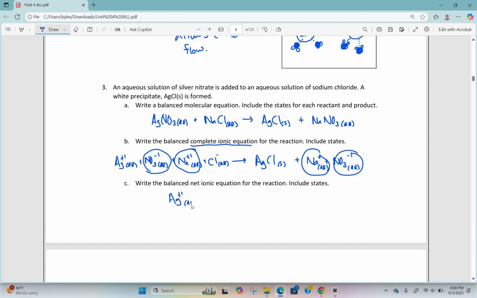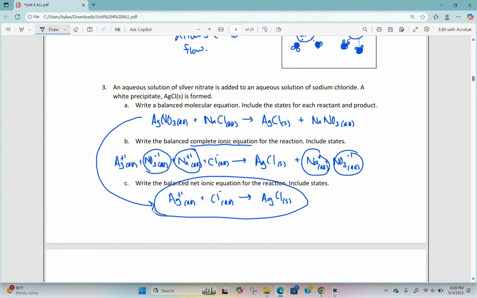So Ag aqueous combines with Cl aqueous, and AgCl solid is what forms. So this would be my net ionic equation after my spectator ions are canceled. Now, once you've gotten the hang of this, if I know that it's the ions that make the precipitate that make my net ionic equation, it is possible to go straight from the balanced chemical equation to your net ionic equation.